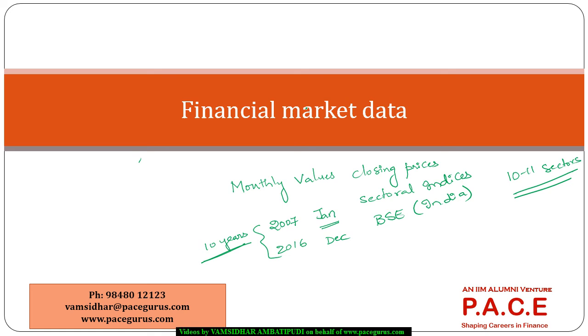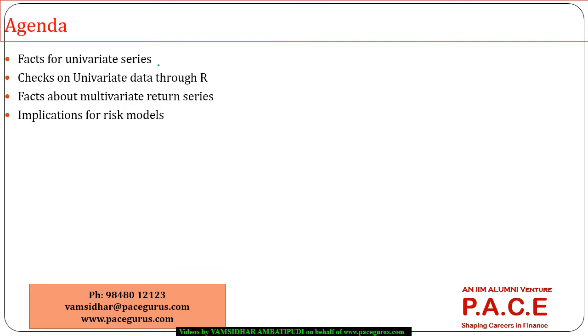And regarding what we would be covering, there are four major points as a part of this agenda. First, let's have an understanding of what are the general facts regarding the univariate time series data. So which means single stock or the single index. I am looking at the returns of the stock or the returns of the index.